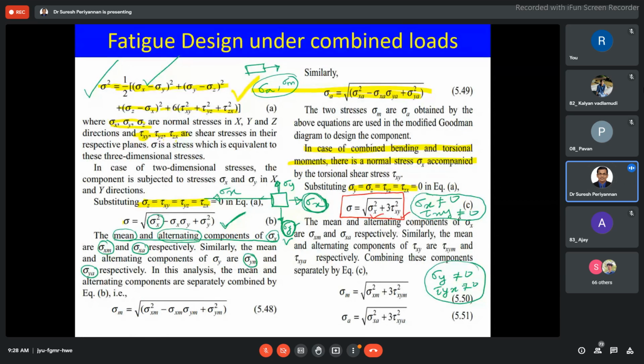Now, similarly, what I told you earlier, how I considered mean stress sigma m and stress amplitude sigma a under the biaxial load condition, similarly I am introducing the same notation here. When my sigma x is acting in the material, the material is under only tensile sigma x and tau xy.